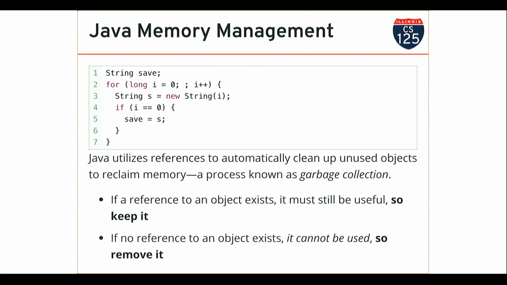But if the number of references to an object drops to zero, then Java knows that that object is no longer in use. It can't be accessed ever again. Nobody has a reference to it, so there's no way to create more references. Remember when we talked about references, we said, if I've got one, I can create 10. But if I've got zero, I can't create any. So once the number of references to an object drops to zero, Java will eventually identify that that object can be removed.